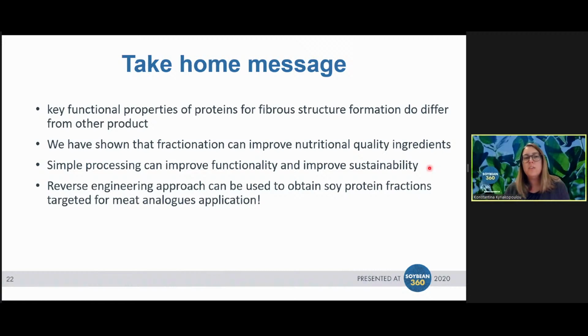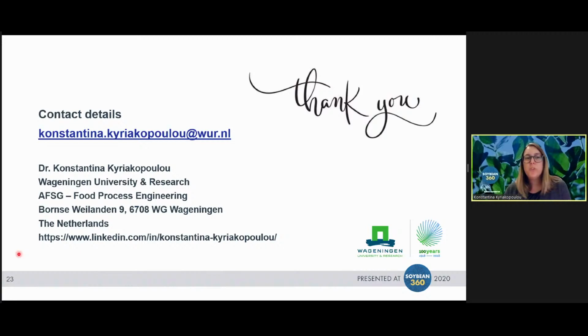By putting together all this information, we can focus on creating a reverse engineering approach where we can design our fractionation process so that the ingredients produced can fit our application. And with this, I conclude my presentation. These are my contact details, and I'm available for any questions, and you can contact me through my email.